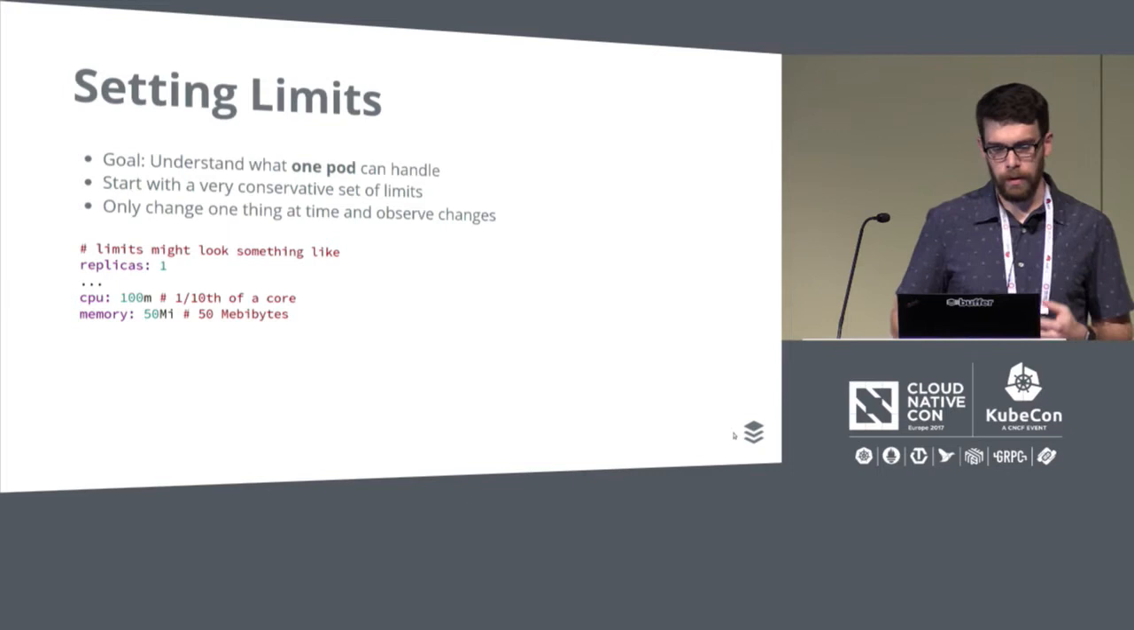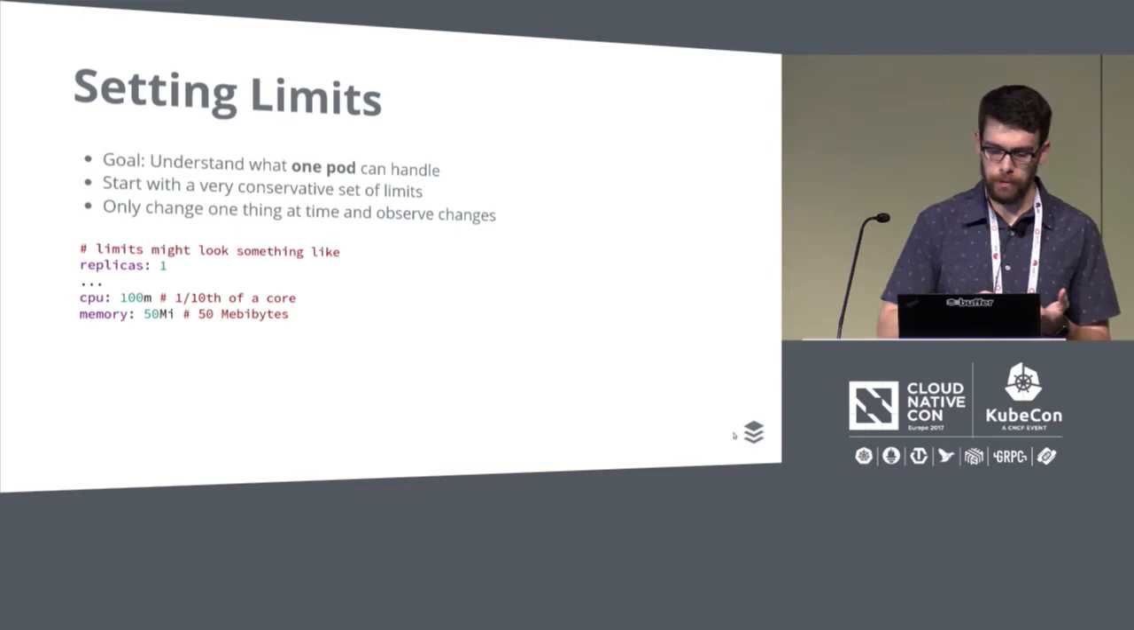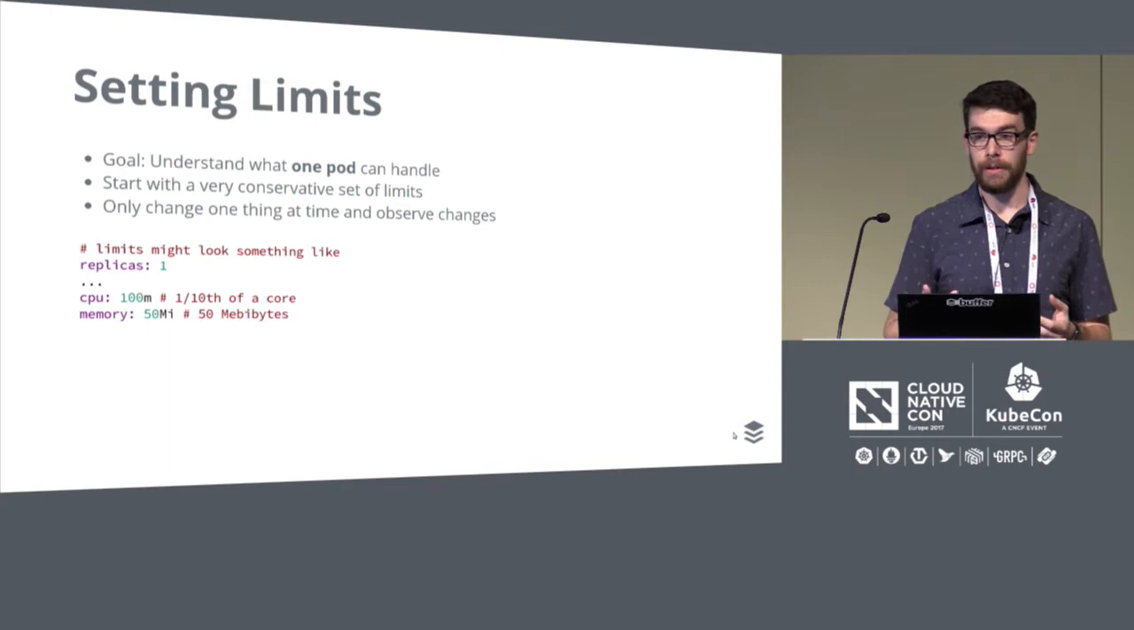So how do we go about setting limits? The goal is really just to understand what one pod can handle. You start with a really conservative set of limits. So you start really low, and you change one thing at a time, and you observe the changes. You try to be scientific about it, because if you change too many things, it's hard to understand what actually happened when you changed something.